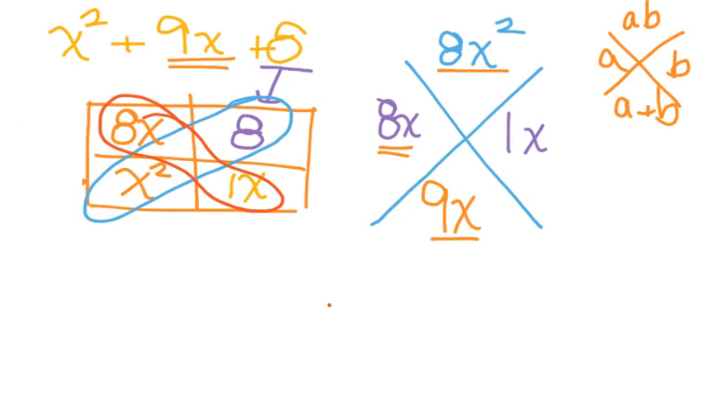So now let's go ahead and factor. I'm going to factor out the greatest common factor of 8x and 8, which is 8. And I know that x times x gives me x squared. And now I'm going to look at 8 and 1x. What's the greatest common factor? My greatest common factor is indeed 1. So I'm going to add both of them together.